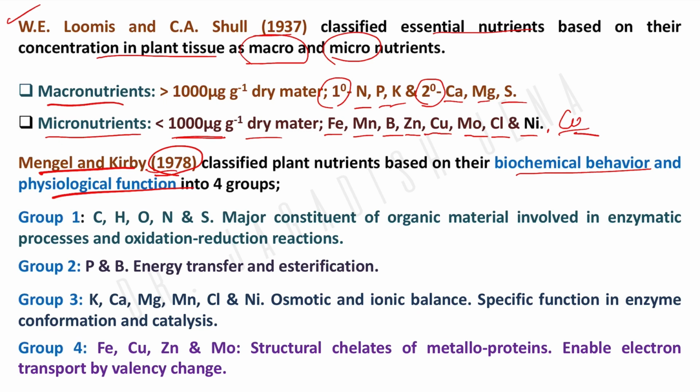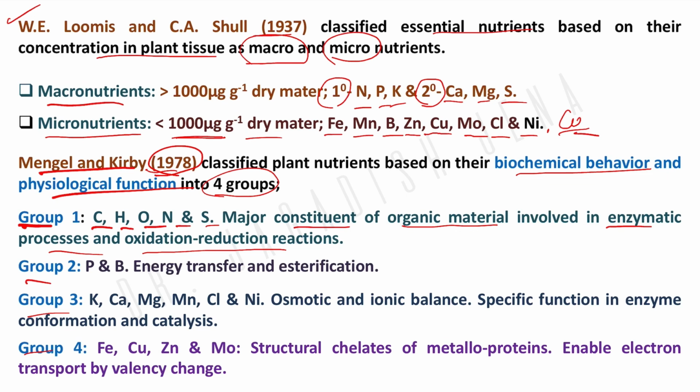Another classification was proposed by Mengel and Kirkby in 1978 based on their biochemical behavior and physiological function into 4 groups. So based on how they are behaving biochemically, and based on their physiological function, Mengel and Kirkby classified the mineral nutrients into 4 groups. First group is carbon, hydrogen, oxygen, nitrogen and sulfur. They are basically the major constituents of organic material involved in enzymatic process and oxidation reduction reaction.